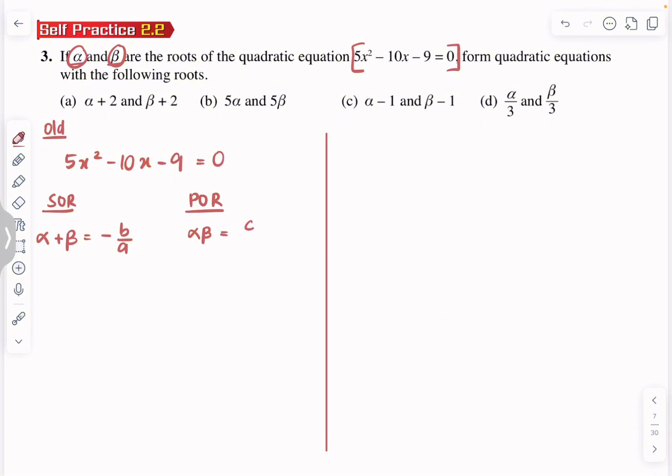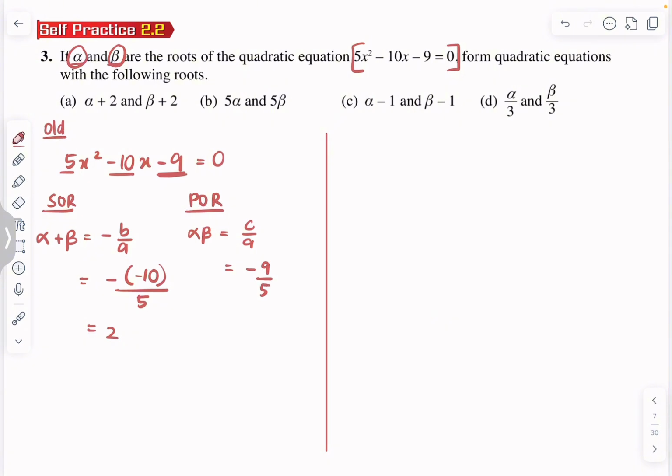Product of roots will be c over a. Okay, this part you can memorize. You will use this often. Okay. So from this equation, this is a, this is b, this is c. So negative b over a will be negative of negative 10 over 5. This will give us 2. Product of roots will be c over a, which is negative 9 over 5. Cannot simplify. That's it lah.